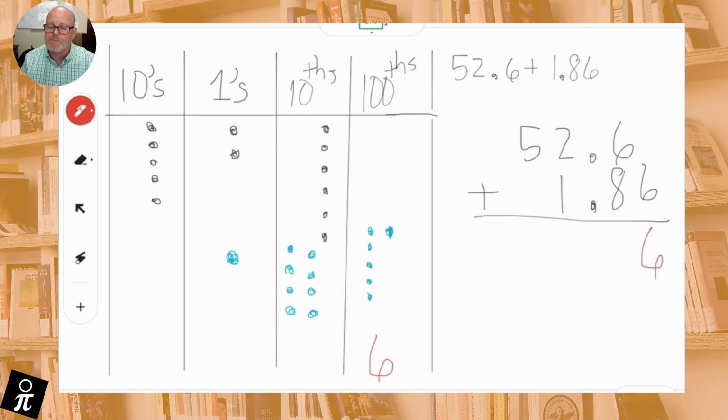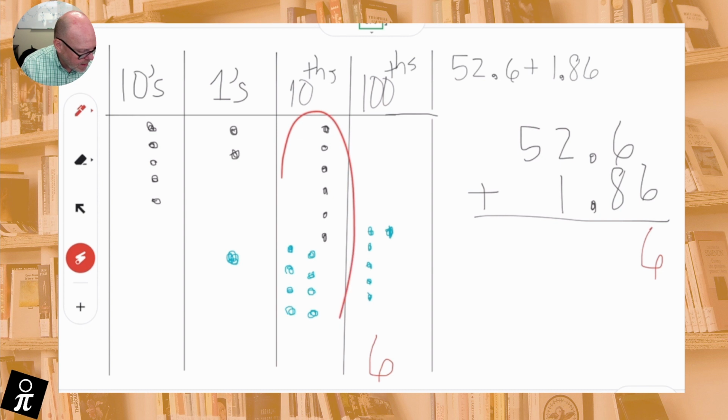There it is, 6. All right, so now let's take a look at the tenths. So we have 6 here, we have 8 here, 6 here, 8 here, and that gives us 14 tenths. But we know that anytime you have 10, that could be cashed in for one big. 10 littles gives you one big.